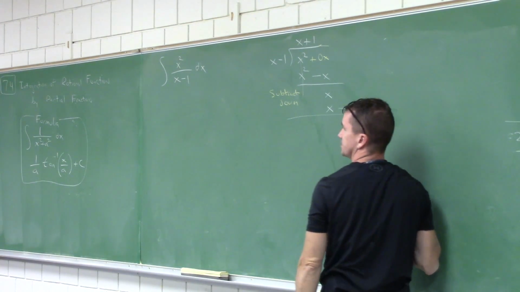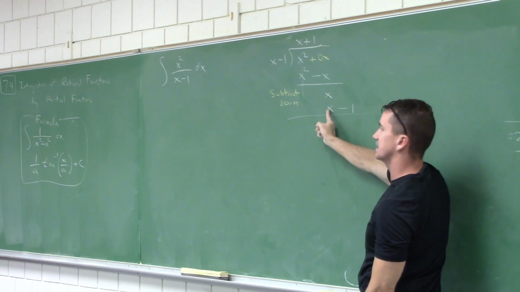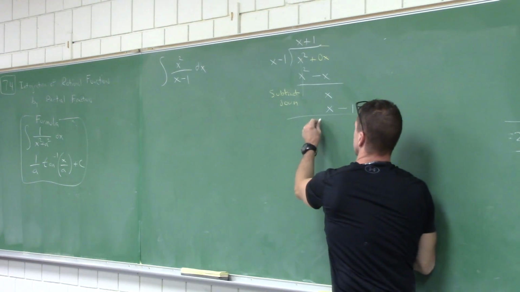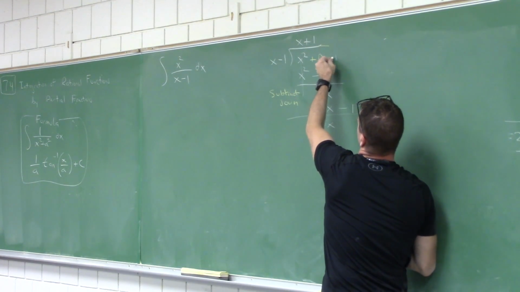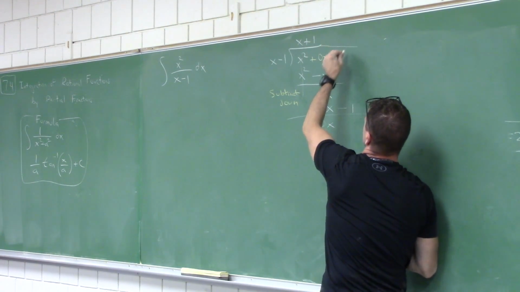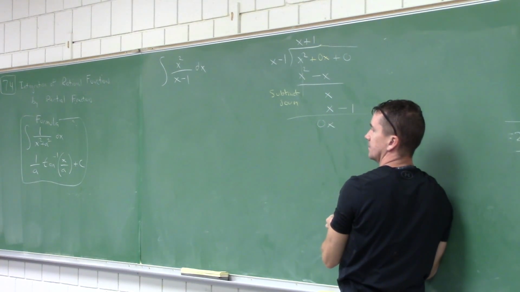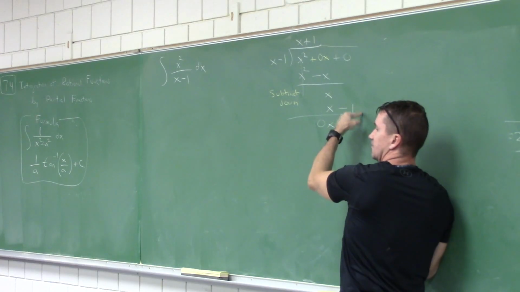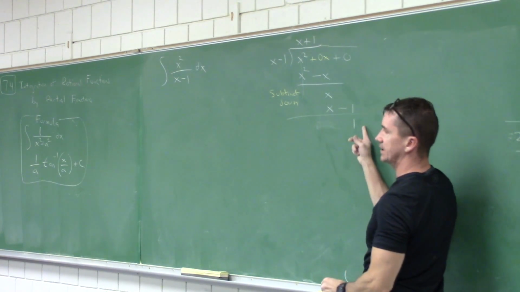But I need you to subtract down here. Subtract down again. What's x minus x? 0x. Good, that's fine. But be careful. What's sitting way down here? Just a 0. Let's do 0 subtract negative 1. 0 subtract negative 1 becomes a plus 1. And they call that the remainder.